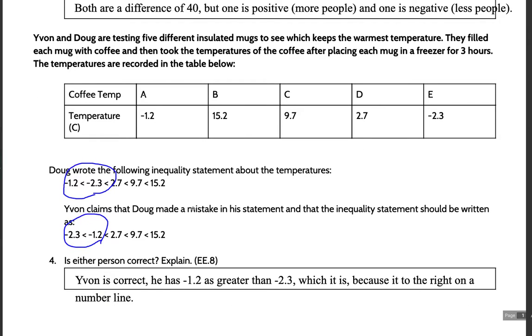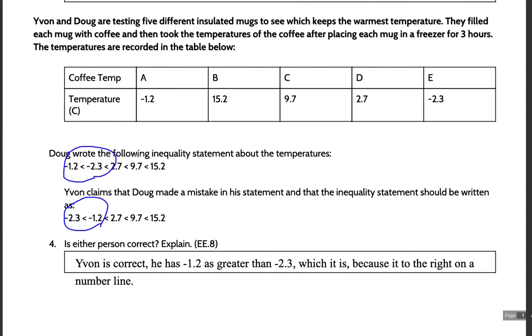This question was, Yvonne and Doug are testing 5 different mugs, and they put them in the freezer to see which ones keep the mug the warmest the longest. So after hours in the freezer, this was the temperature of the coffee in each mug. And Doug wrote an inequality to sort them this way, and Yvonne wrote this inequality, and so they're a little bit different, and it says, is either person correct?